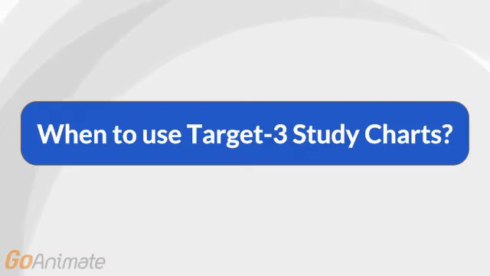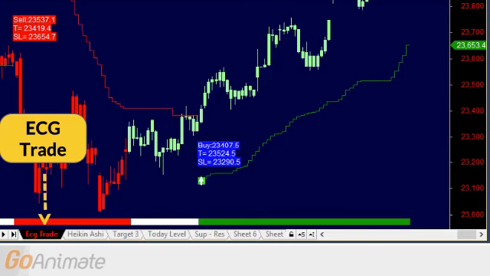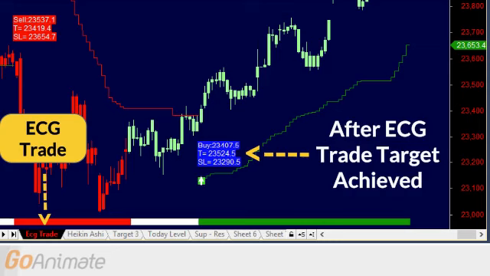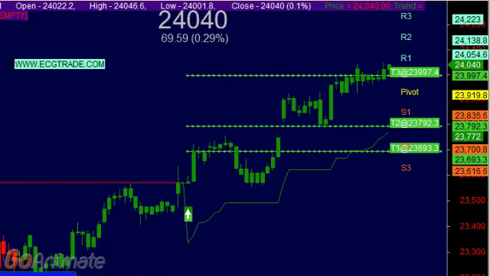When to use Target 3 study charts? When the target given in the ecgtrade chart has been achieved. After that, you can book profit by following target 1, target 2, target 3 for the next targets.